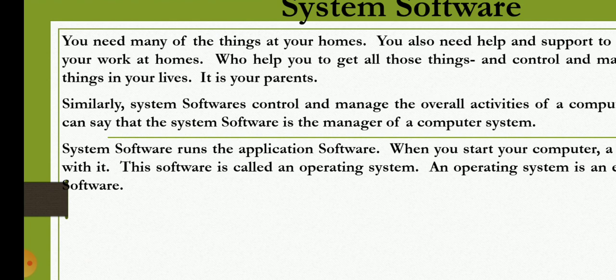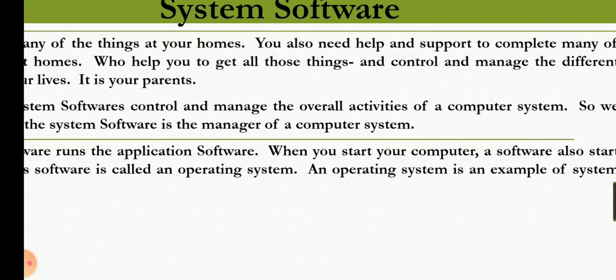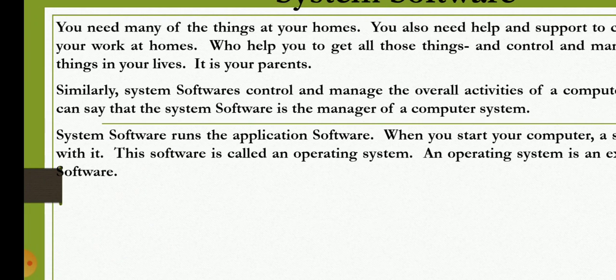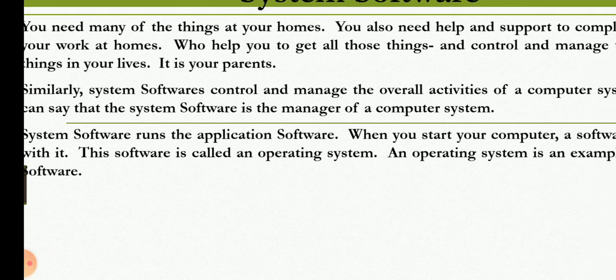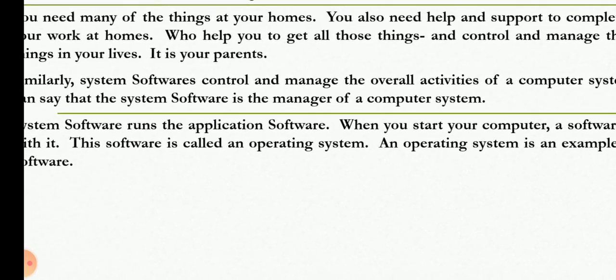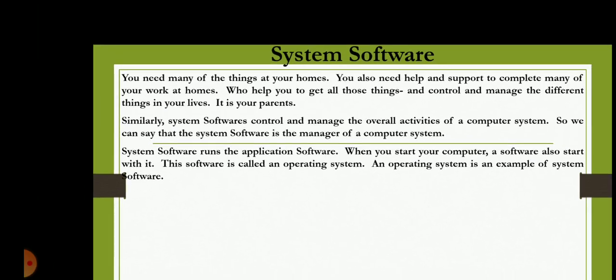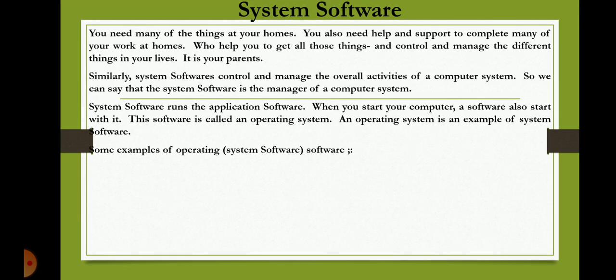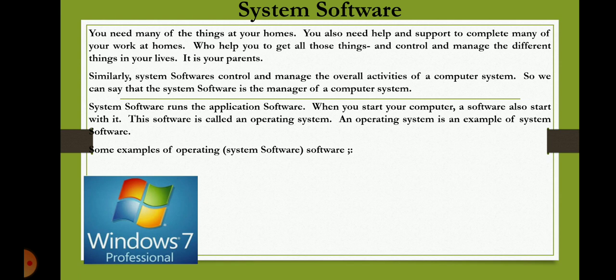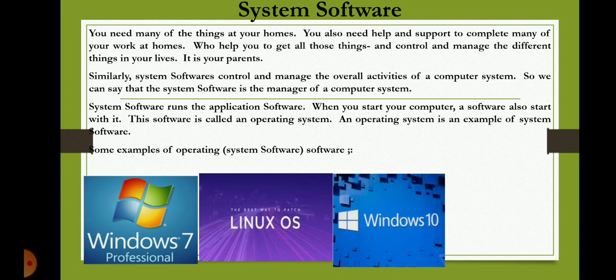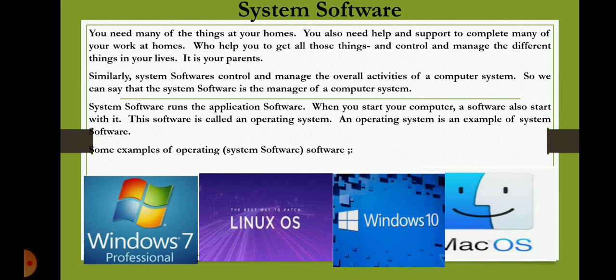System software runs the application software. When you start your computer, a software also starts automatically with it. This software is called the operating system software, and operating system is an example of system software. Some examples of operating system software are Windows 7, Linux, Windows 10, Mac OS.